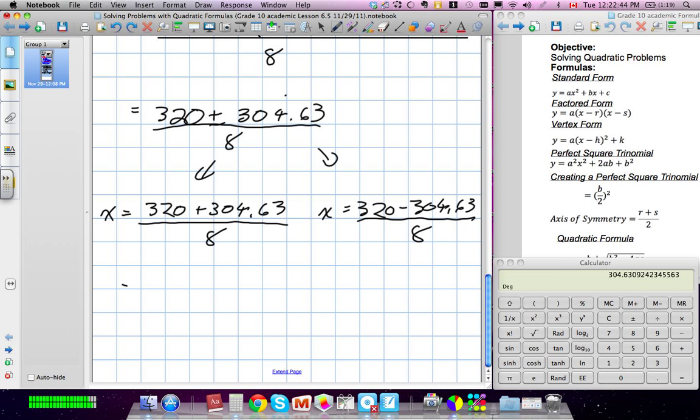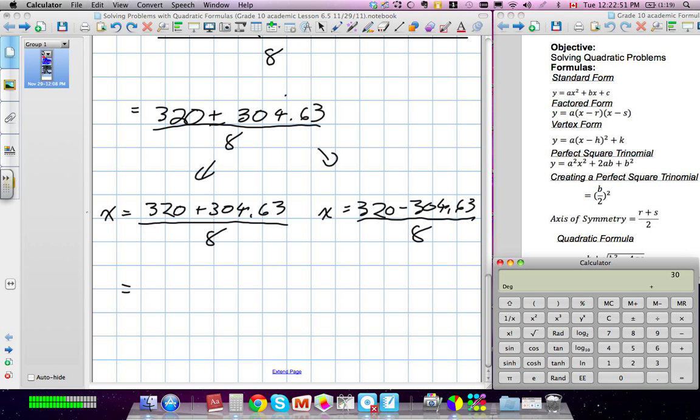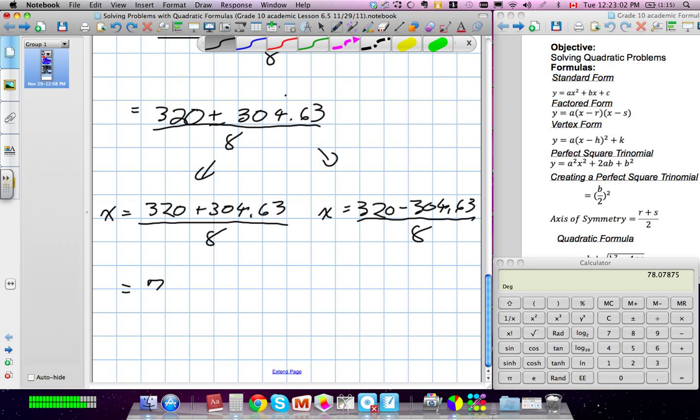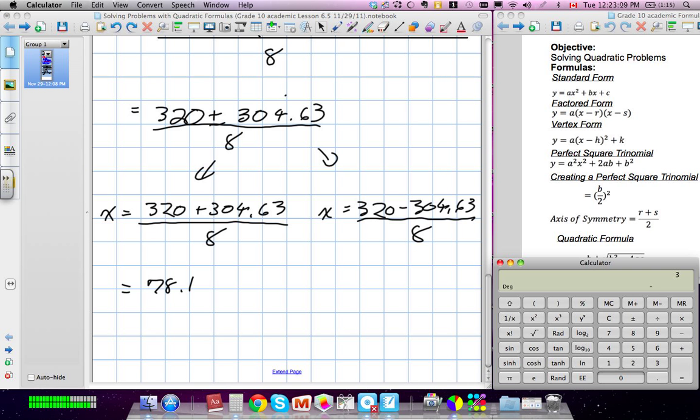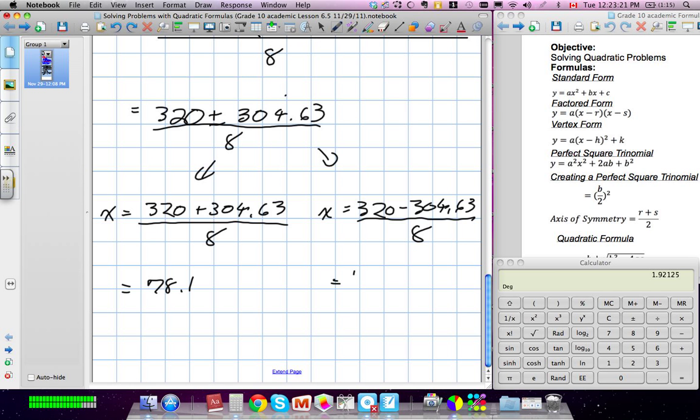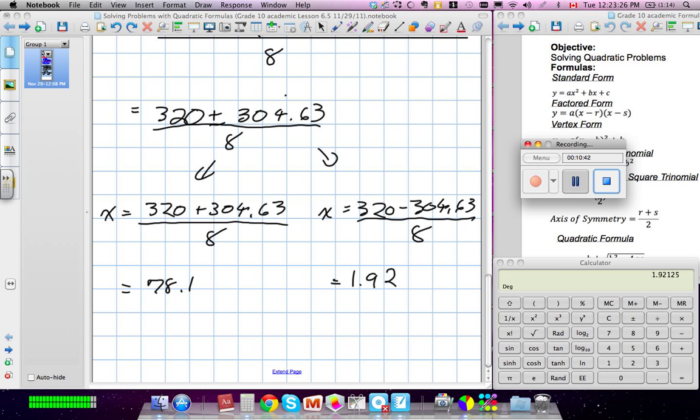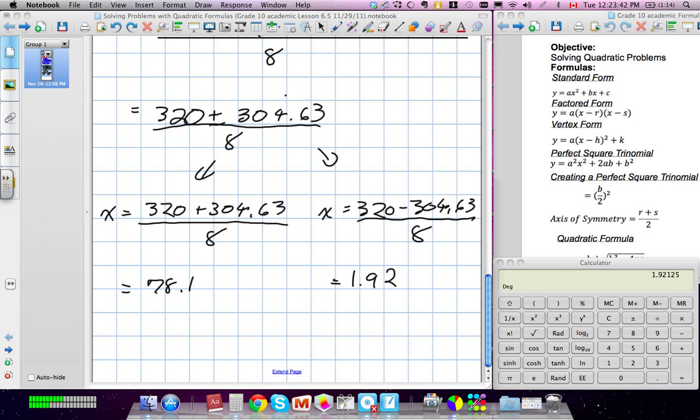All right, so let's equate these two numbers. We get 320 plus 304.63 divided by 8, 78.1, rounded. And our other answer, 320 subtract 304.63 divided by 8, 1.92. All right. So our two x-intercepts: 78.1 and 0, and 1.92 and 0.